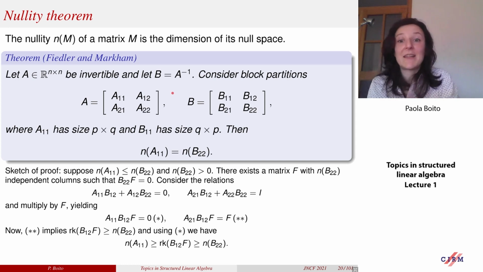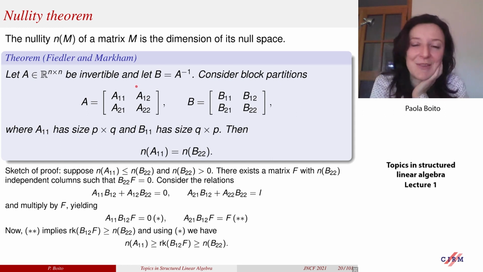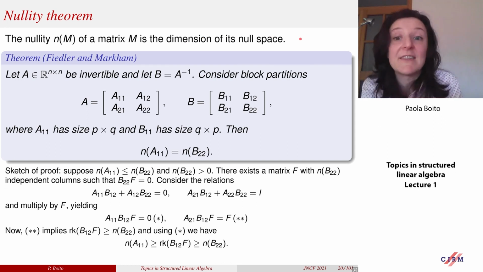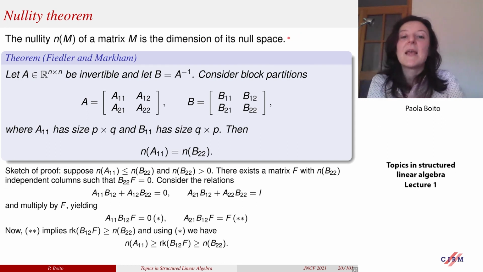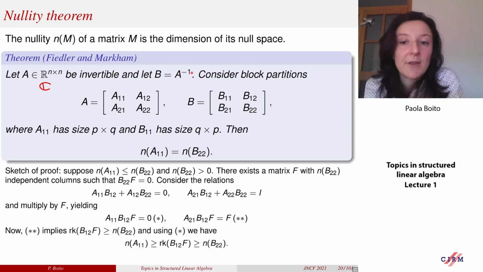Nullity theorem, I'll take a moment to say a few words about it. It's a fascinating result, I think. It's surprising the first time that you see it. We call nullity of a matrix the dimension of its null space, of its kernel, right? So there is a theorem by Fiedler and Markham, which says the following. Let A be an n by n invertible matrix. It could be also complex, of course. And let's call B the inverse of A.